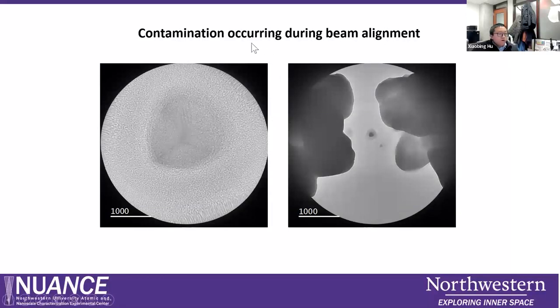For example, this is contamination during the beam alignment. In the left figure, you will see very dirty things on your sample. This is carbon deposition. If you defocus your sample more, you will see something like this. All of them are contamination. So that's why you cannot make a good alignment of your beam.